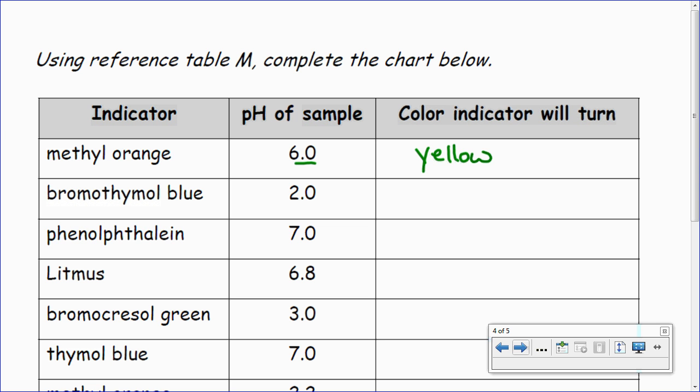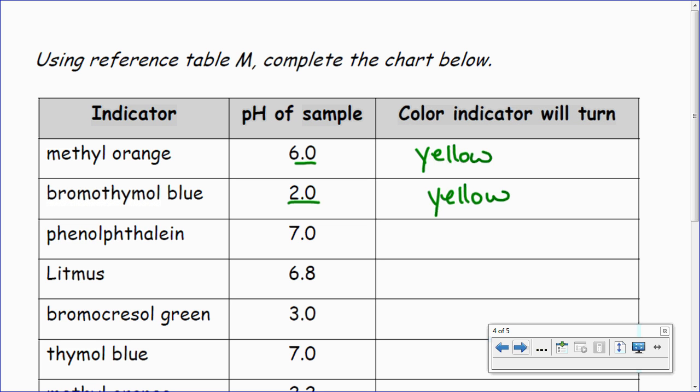Simple enough. Bromthymol blue. Bromthymol blue changes between 6.0 and 7.6. This is a pH of 2.0, so that's below 6, which means that it's the left-hand side there, so that's yellow as well. It changes from yellow to blue. Yellow and acidic below 6, blue and basic above 7.6. That's how this chart works. These are the types of ones that you'll see. There won't be any intermediate changes.